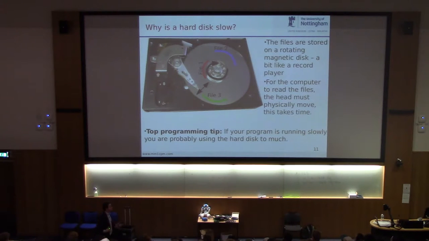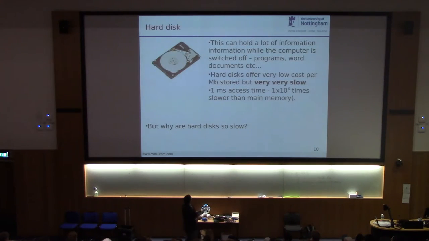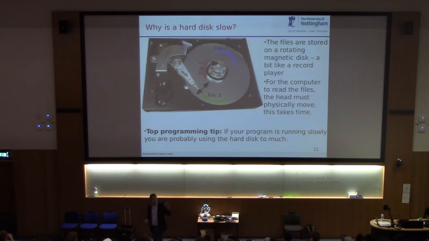Now, this is a really slow bit. If we now want to read file 1, this head has got to move over here. That's one time step, and it takes about a millisecond. And then we've got to wait for this file 1 to rotate all the way around and come back under the head, and then you can read it. So it's like a mechanical system. There's a mechanical delay, and that's why hard disks are so slow compared to main memory. But the reason we still use them is because they're so cheap to store data on. They're really, really cheap.